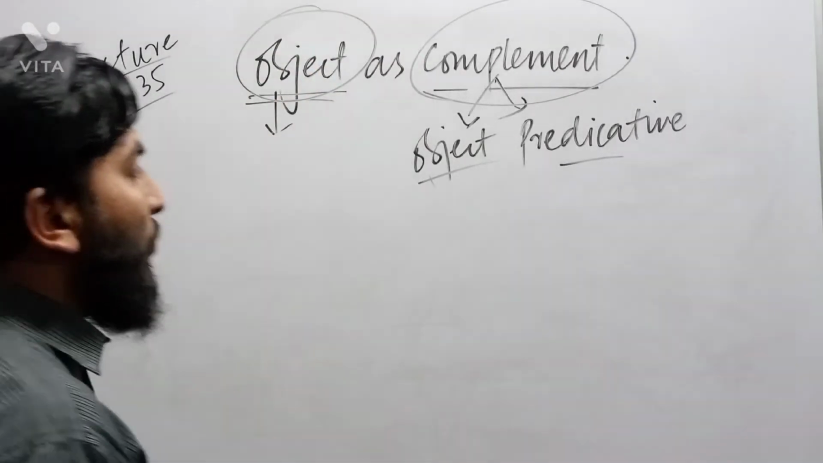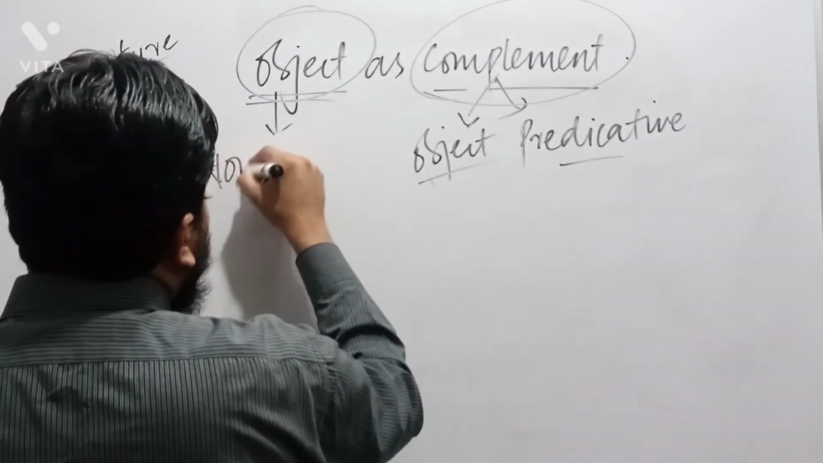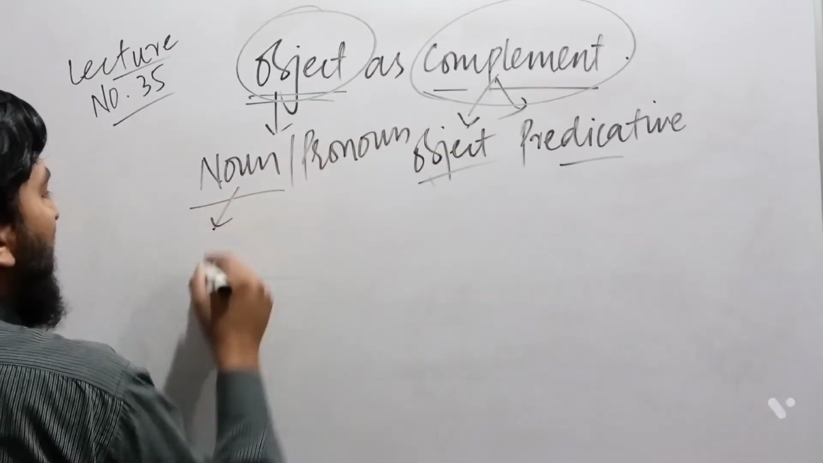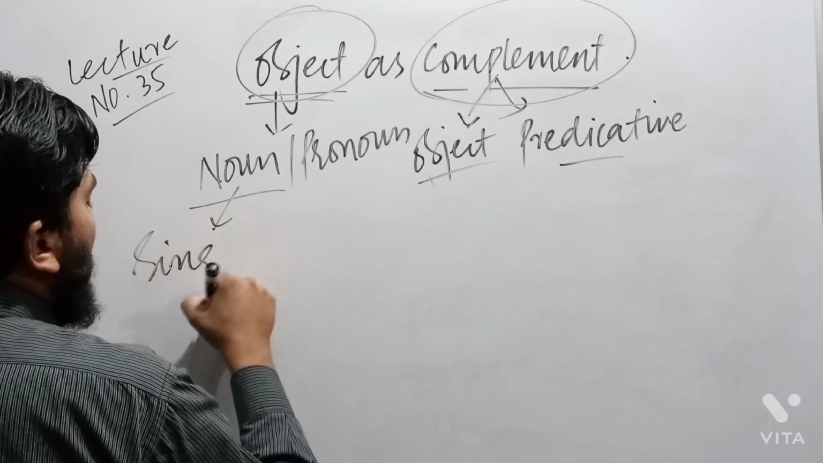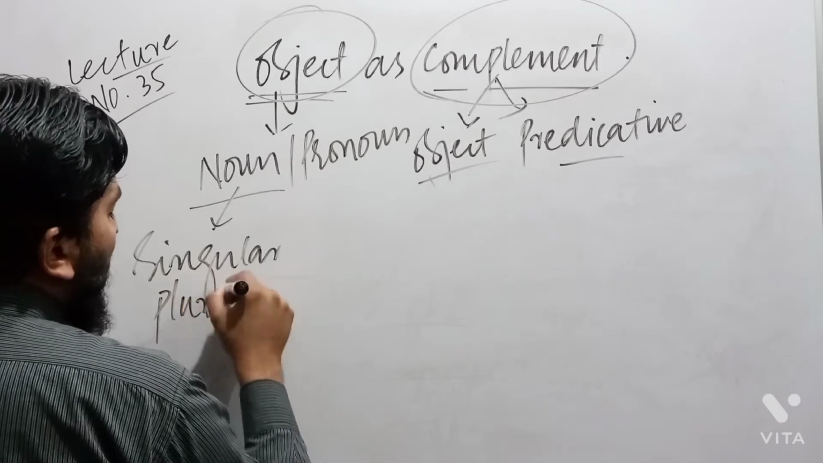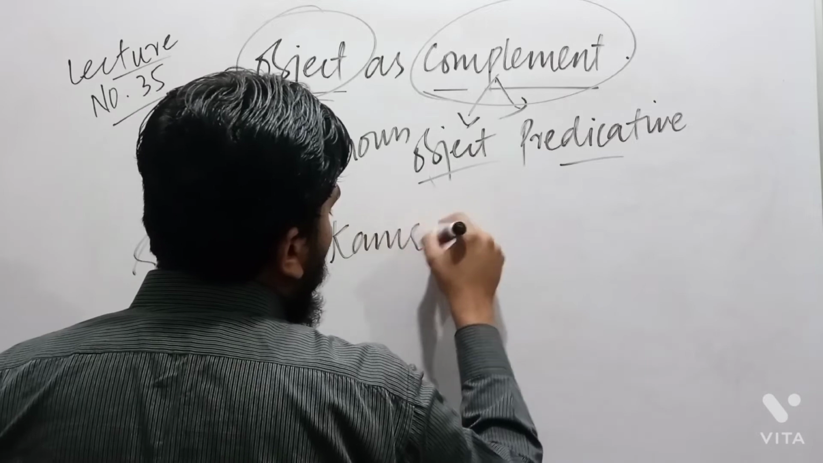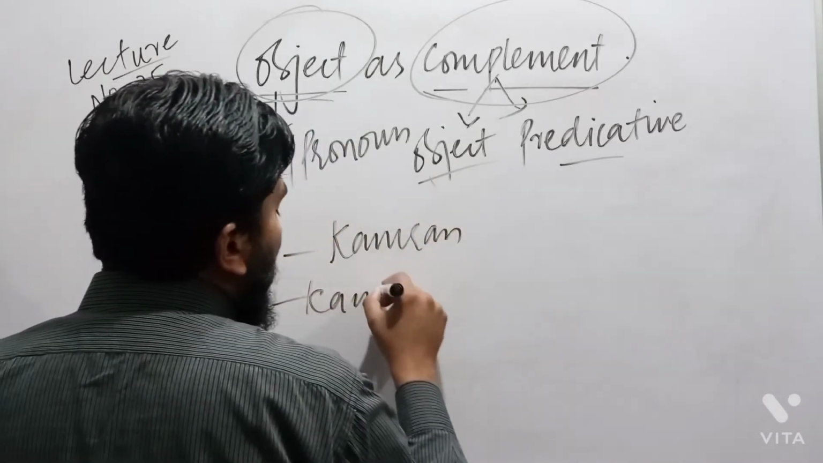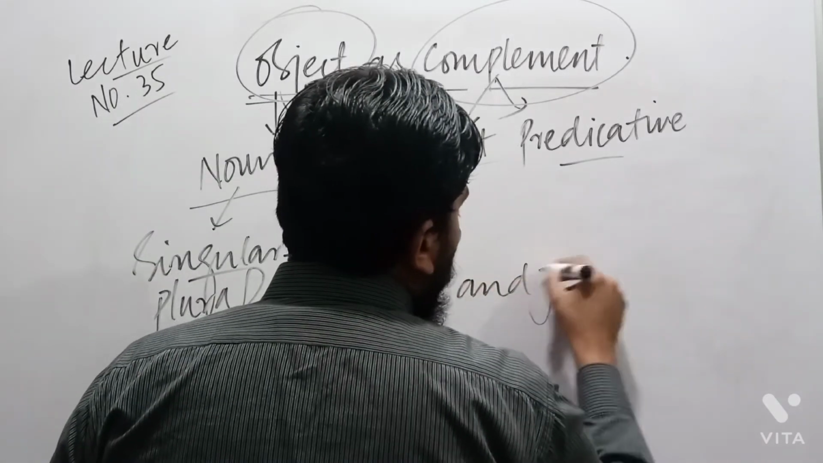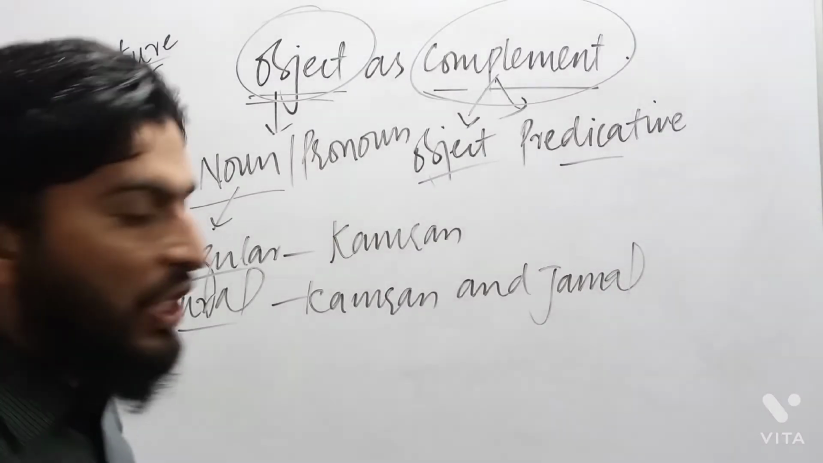There are various understandings of the word object, but let me simply state that object is that part of the sentence which is known to us in two ways. It can be a noun or it can be a pronoun. As a noun, it may be singular or plural. For example, I say Kamran. Kamran is one word. But when I say Kamran and Jamal, this is called a plural name. Like this, when I talk about object pronouns, they are 7 in number.